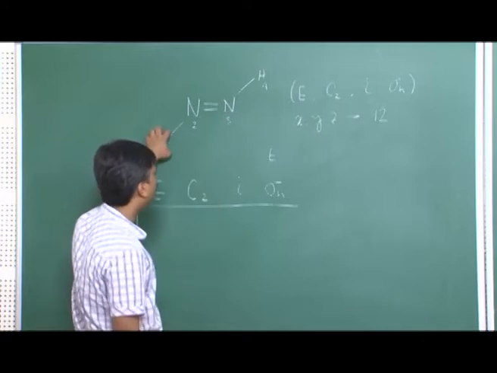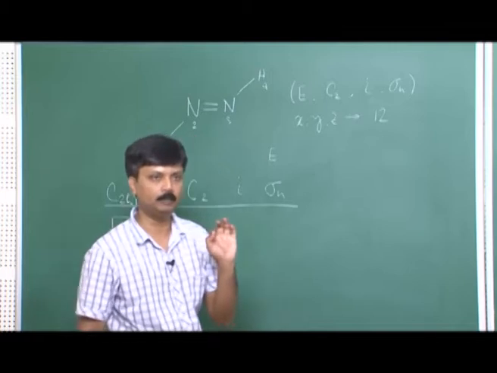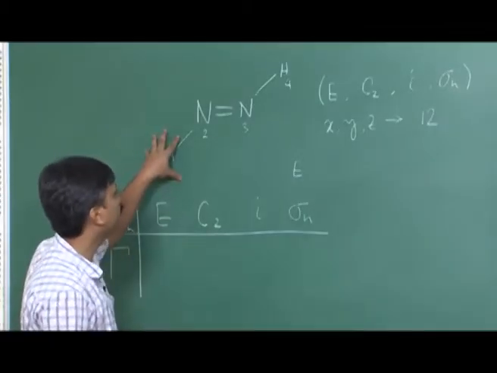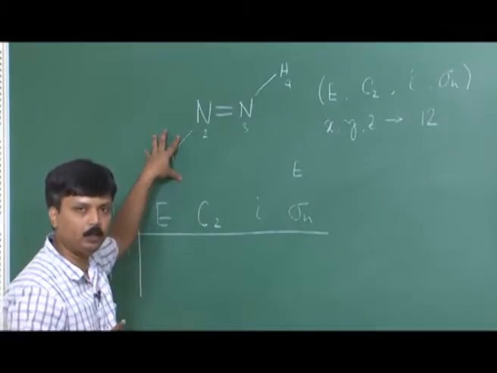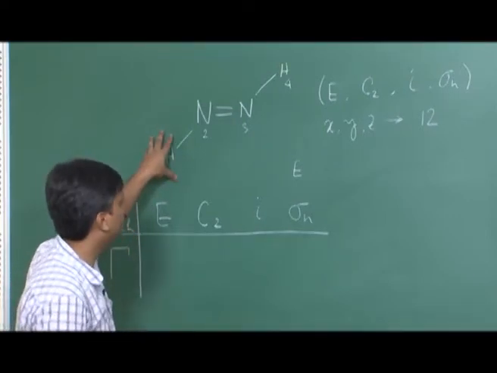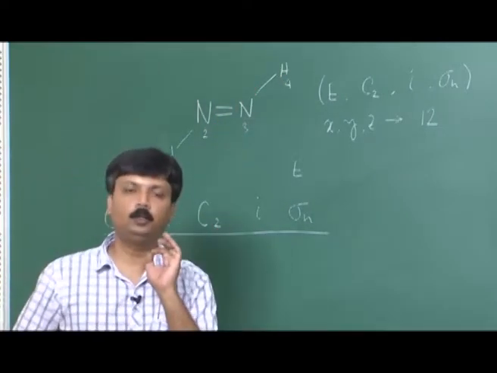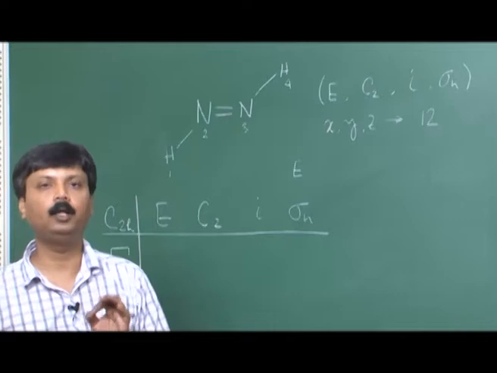Now, each of the atoms contains 3 axes which we are using as basis functions. So, each atom will contribute 3 to the overall character. So, 3, 3, 3 and 3. So, total 12 will be contributed to the diagonal.